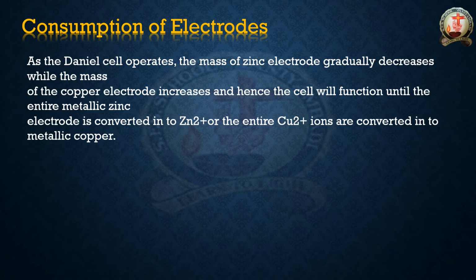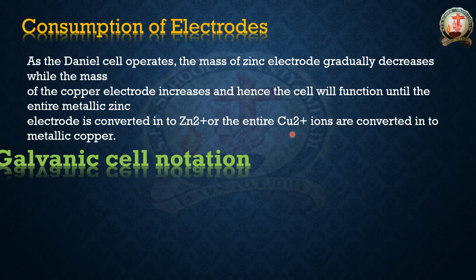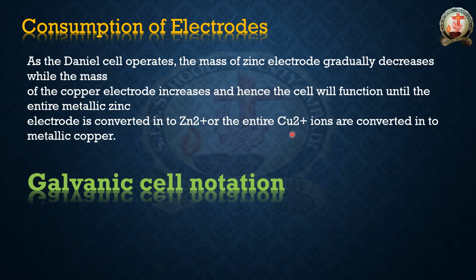The cell will function until the entire zinc electrode is converted into zinc 2+ ions or the entire Cu 2+ is converted into metallic copper. Metallic copper is nothing but solid copper. So how are we going to represent the cell notation?